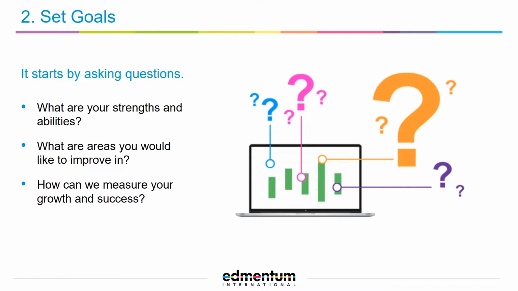We need to make it a conversation and ask questions that help our students arrive at the goals they want to achieve. We should be asking these questions of our students. Do our students understand what their strengths and abilities are? What are the areas they'd like to improve? How are we going to measure their growth and success? These are the type of questions I asked myself when I was learning how to swim. But do students actually ask themselves these questions, or are we telling them the answers?